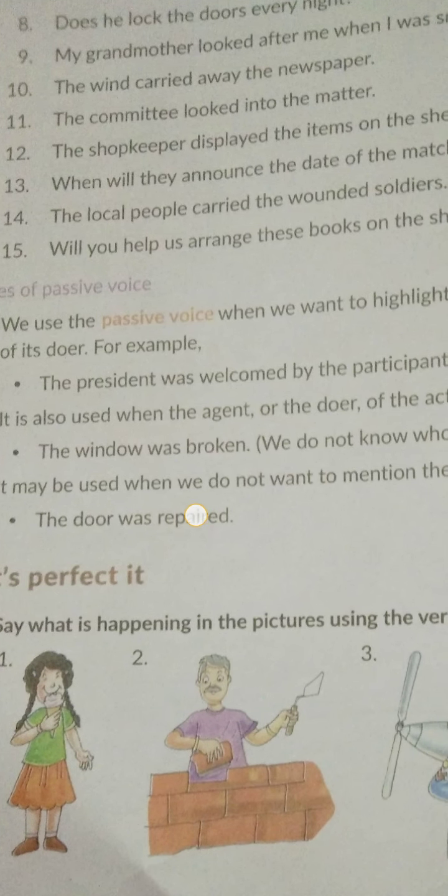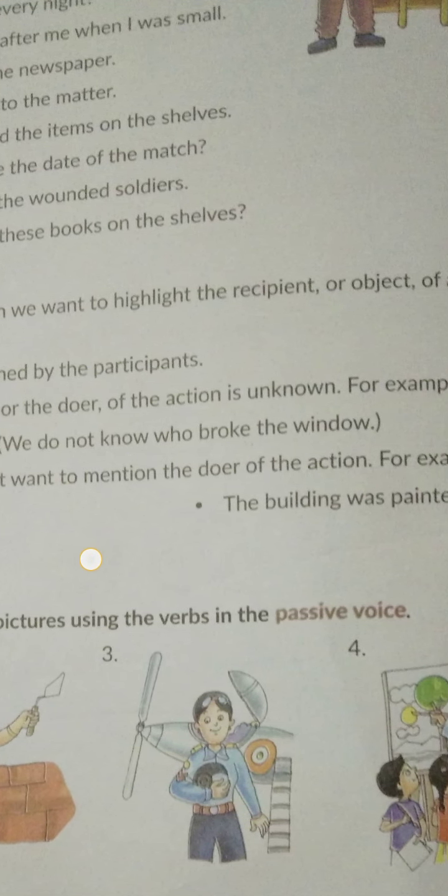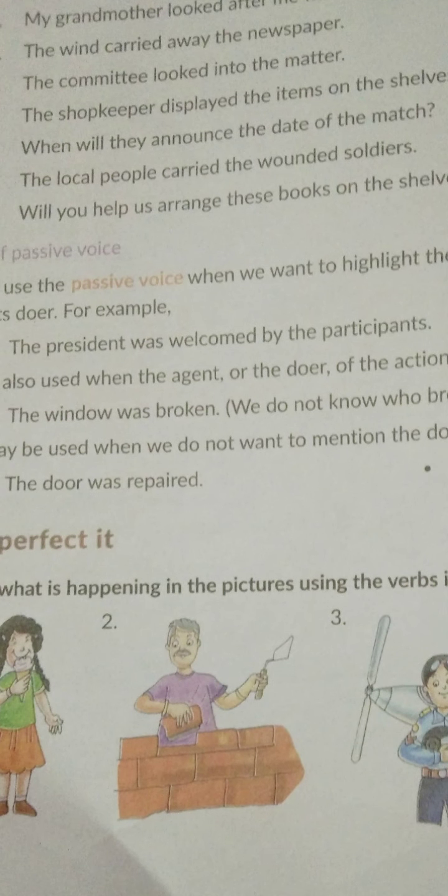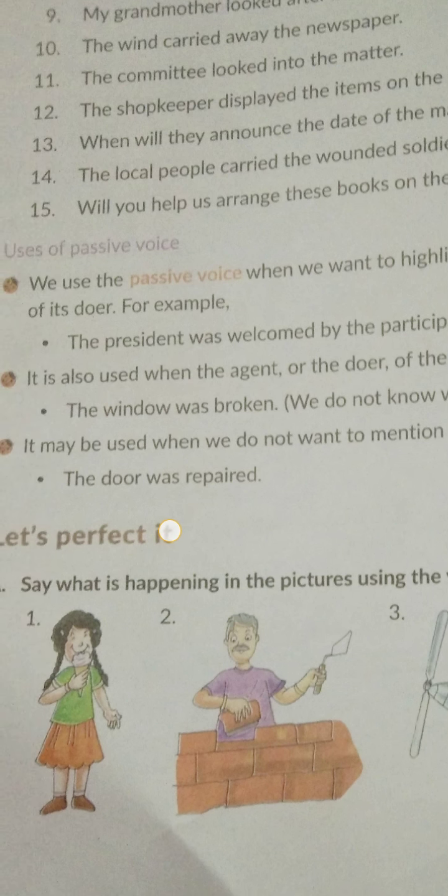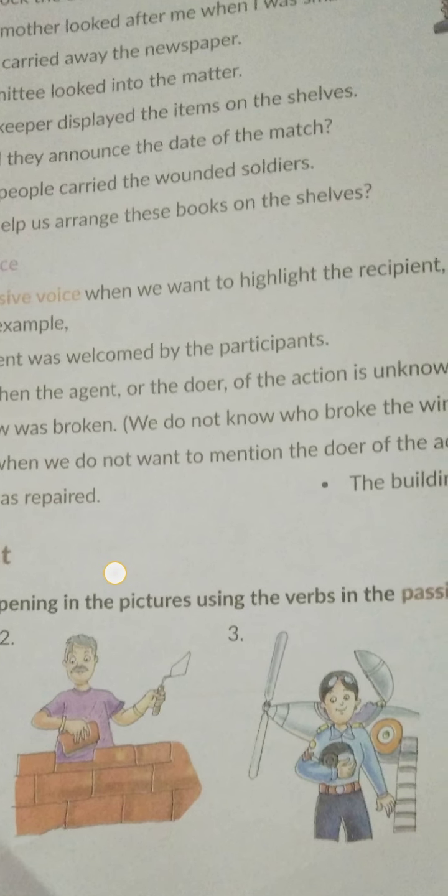It is also used when the agent or the doer of the action is unknown. For example, the window was broken. Now, here we don't know, it is not written by you, by her, by him, nothing is written. So we don't know the agent, who is the doer. It is not done by me. I cannot say, the window was broken by me. I haven't written that. So the doer we don't know, so generally we use a passive voice like the window was broken. So it is also used when the agent is not known.